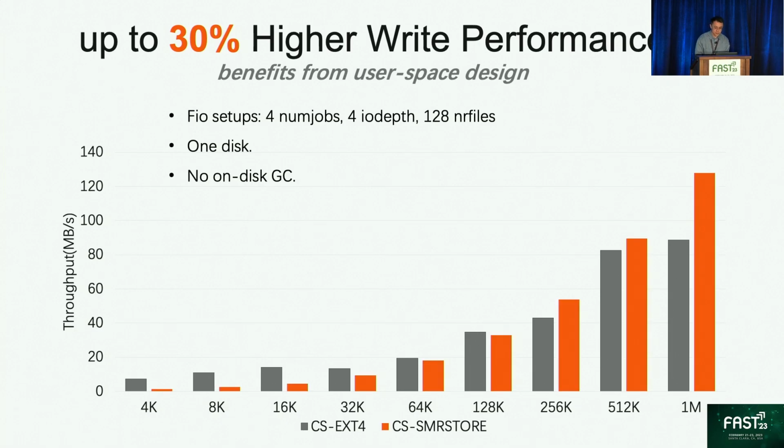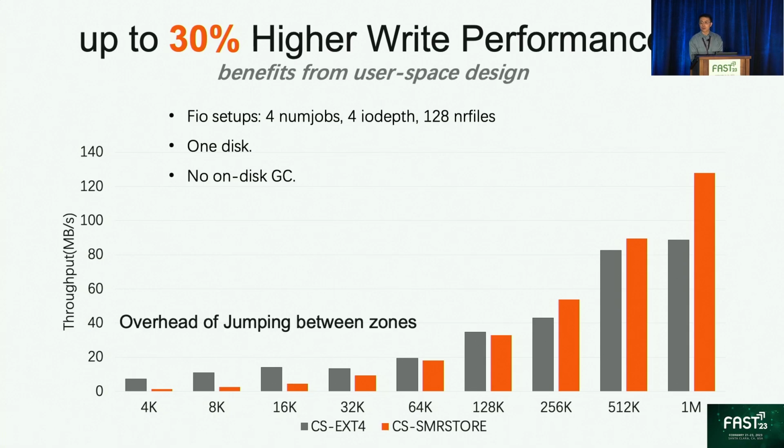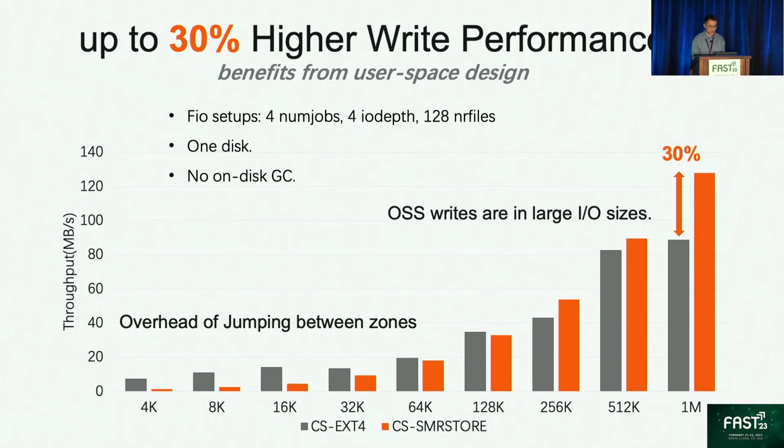We observe that SMRSTORE does not perform well with small write sizes. That's because SMRSTORE always tries to allocate different zones for different chunks. So the disk's write head has more jumping between zones. In fact, that's OK for us because most OSS writes are in large write sizes. SMRSTORE can provide a comparable write throughput with about 64 kilobytes write sizes, and can even provide 30% higher throughput with 1 megabyte write size.